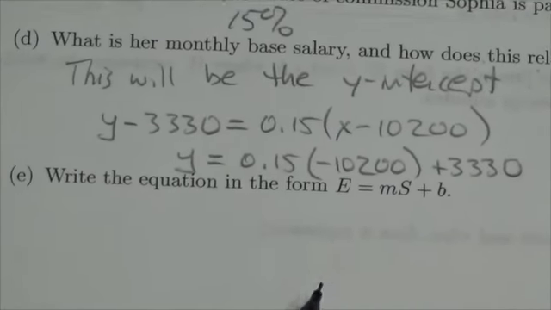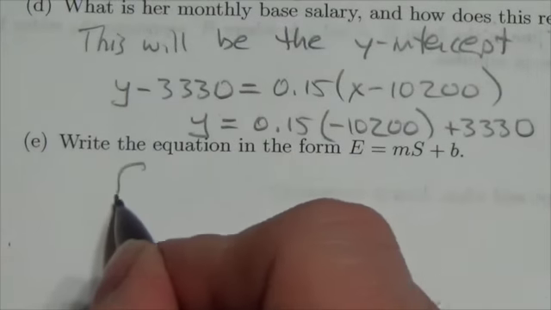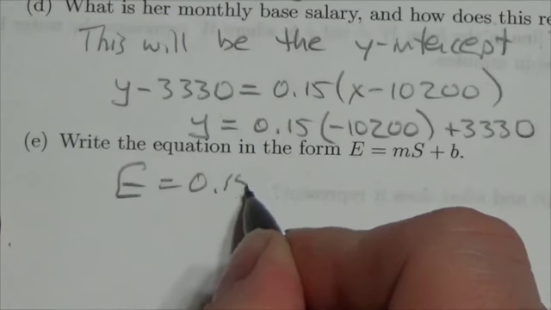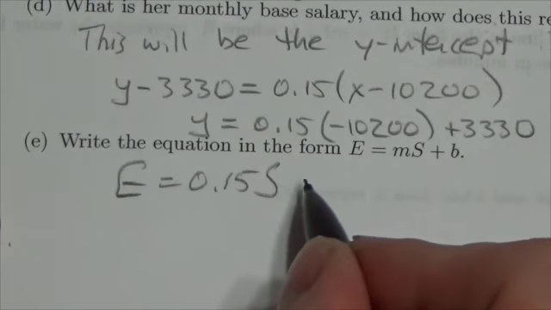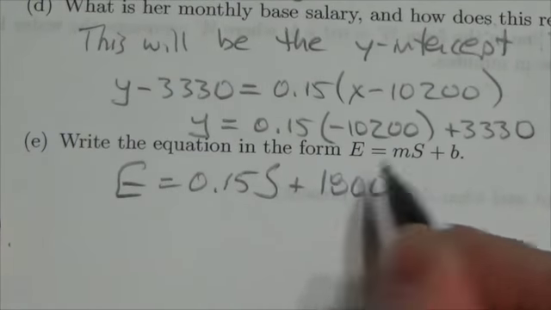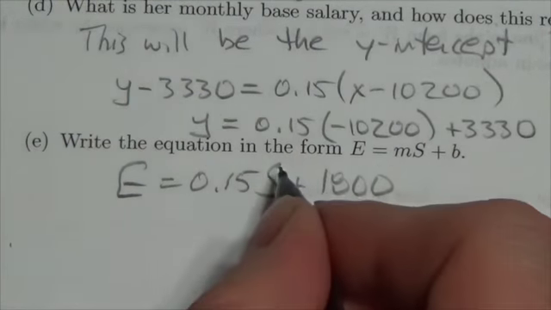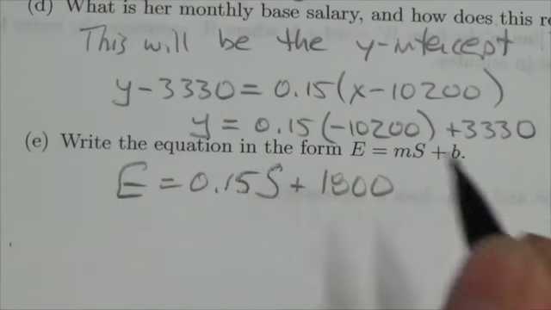So now to write the equation in this form right here, her earnings, I'm sure that's what the E meant here, is going to be 0.15 times her sales, and then she gets this base salary of $1,800. Good. That's what we're looking for here. That's the equation we're looking for.